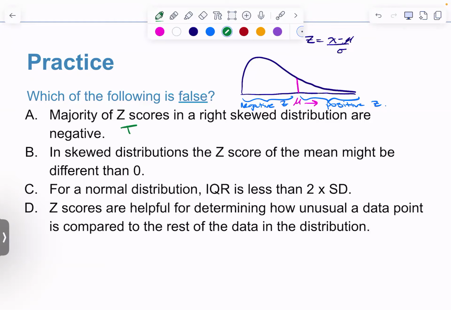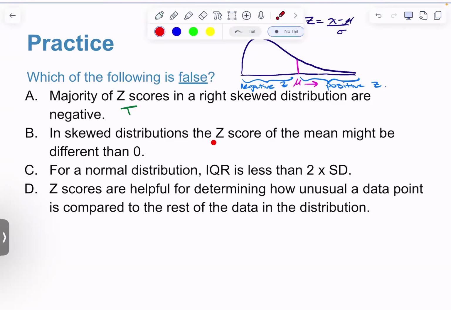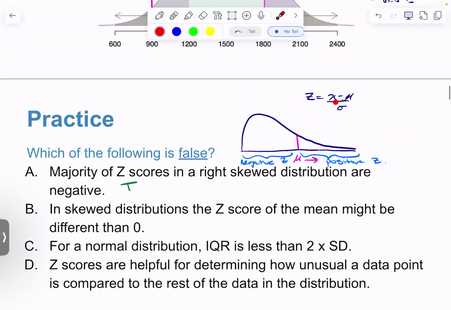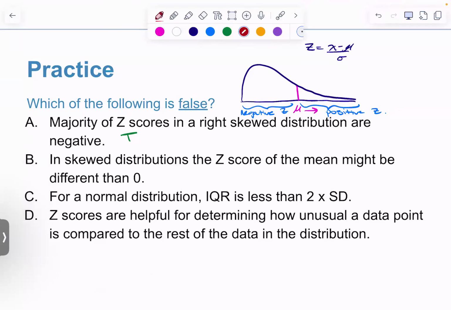So that one looks easy enough, but it uses a lot of information that we've already learned. In skewed distributions, the Z-score of the mean might be different than 0. No, we always calculate Z the same way. The mean is how far from the mean? It's 0 standard deviations from the mean. So this one is false, but I still want to talk about the rest of them, just because they're good review for your test.